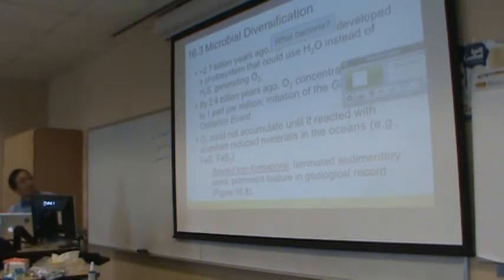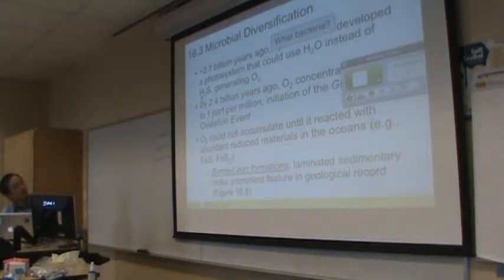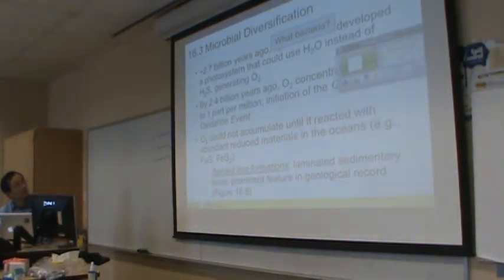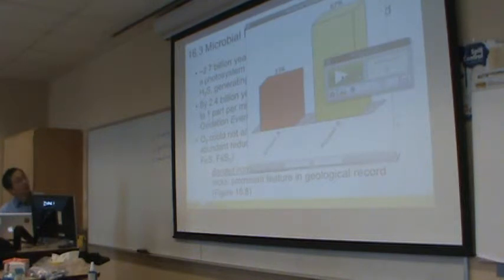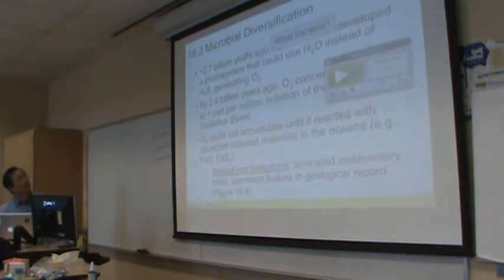Let's just give these three choices. 2.7 billion years ago, the bacteria developed a photosystem that could use water instead of the usual sulfide, generating oxygen. So basically, without that bacteria, we wouldn't even survive, right? We wouldn't be us, because without it there could be no oxygen on Earth, and we need oxygen to survive. So that should be the cyanobacteria.